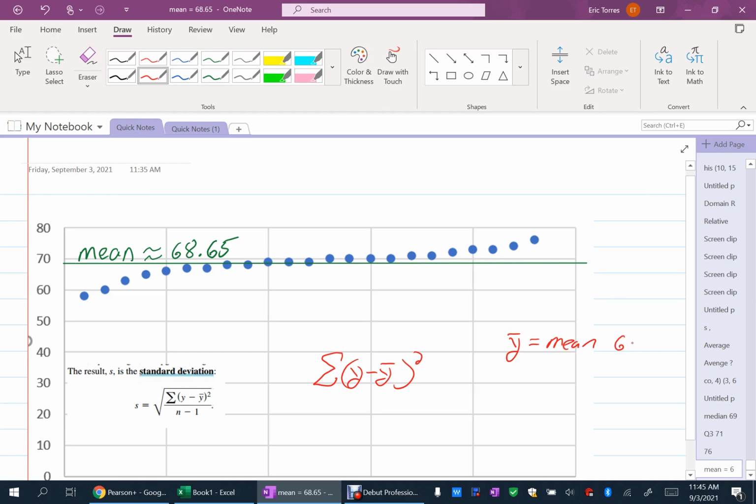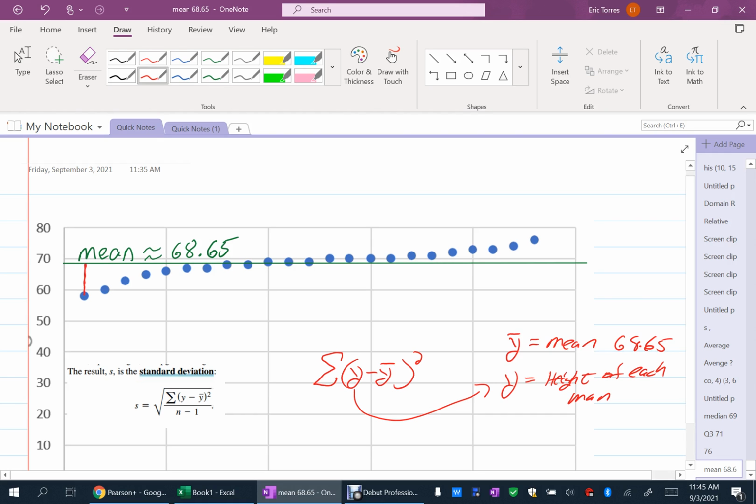And in this case, it is 68.65. And then y is going to be the height of each person, of each man that we have in our data. I'm going to take the height of the man and subtract the average, and I'm going to show you that visually. So that's the first calculation, this value here, which will be a negative value. And then I'm going to take the next one and calculate this difference and then this difference.